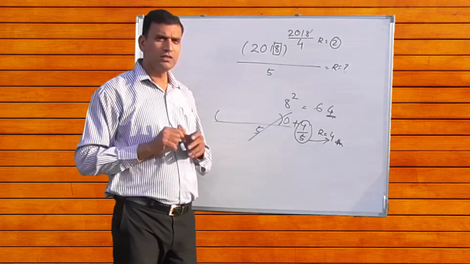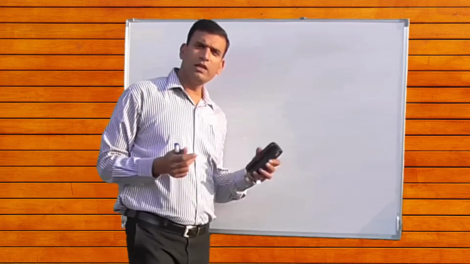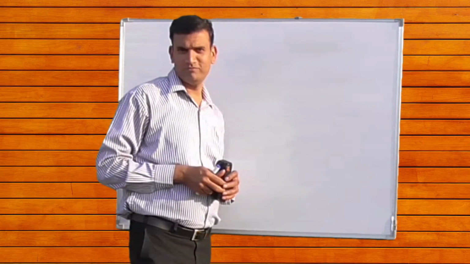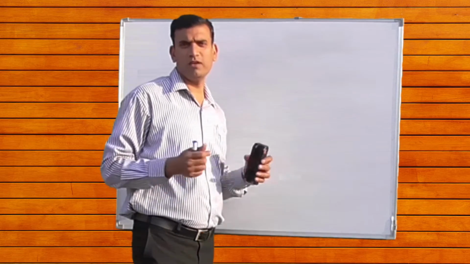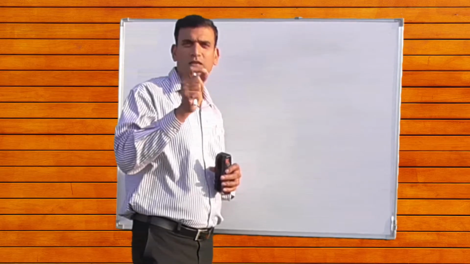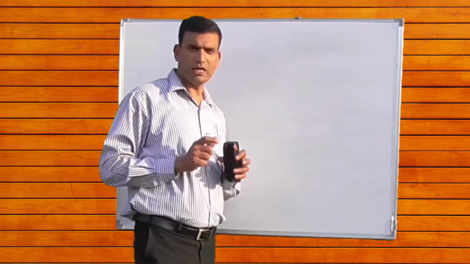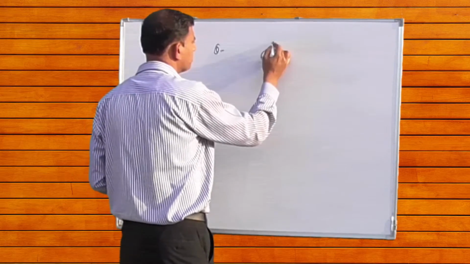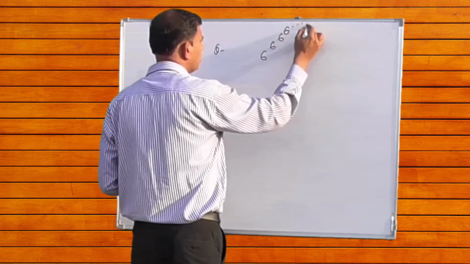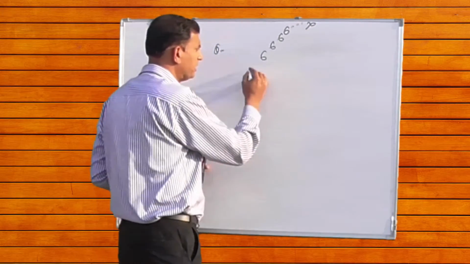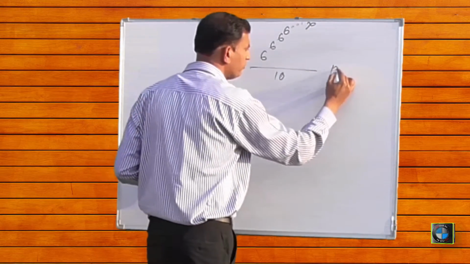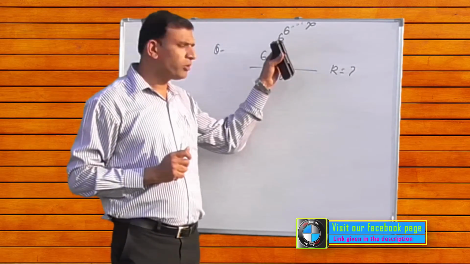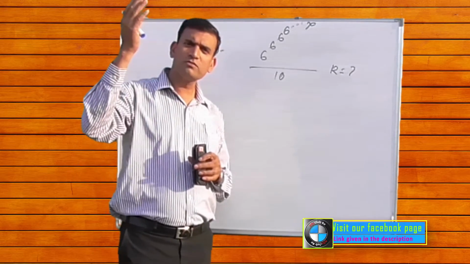Okay, now the next one. The next example is anything divided by 10. It is just the same case, but I'll give you a slightly different example. Let us suppose the question is 6 to the power 6 to the power 6 to the power 6 up to infinity, divided by 10, and we have to find the remainder.